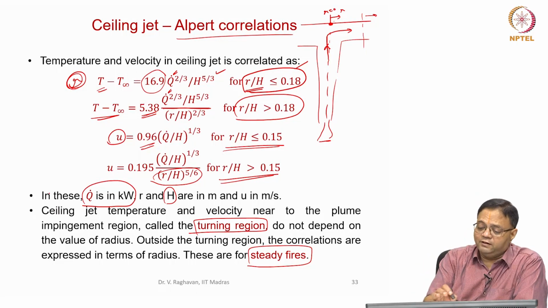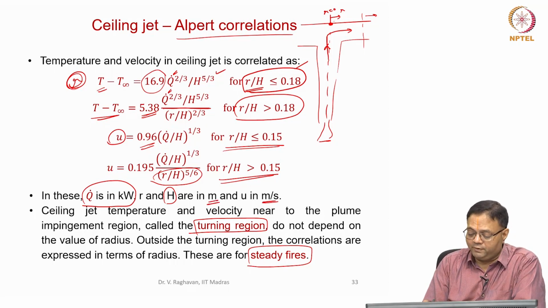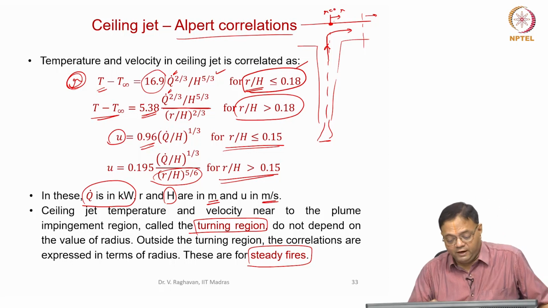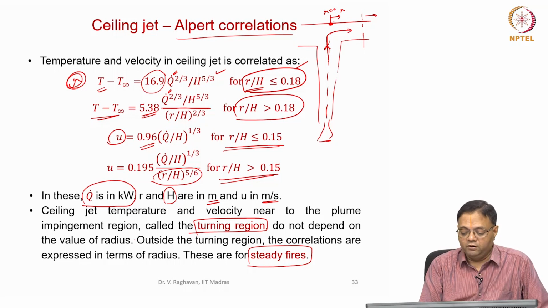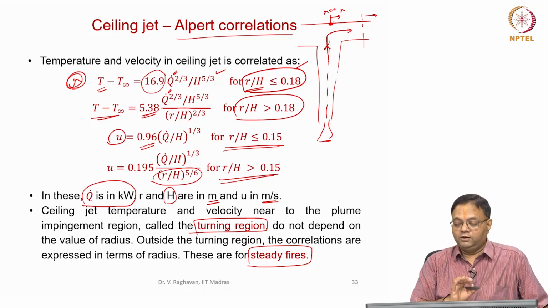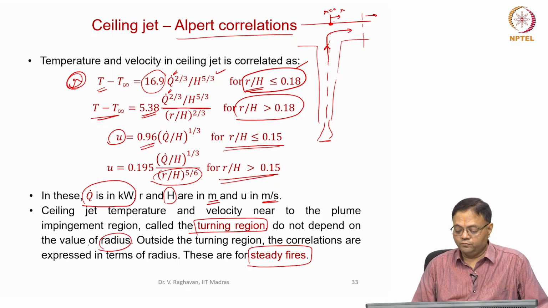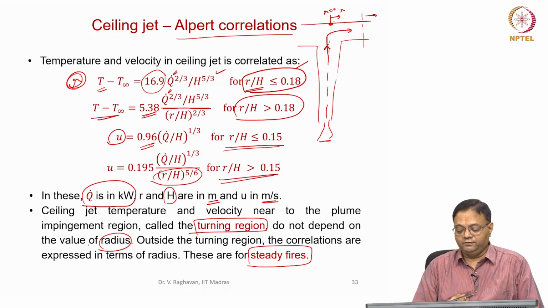In these correlations, r and H are in meters, u is in meters per second, and Q dot is in kilowatts. Now, the ceiling jet temperature and velocity near the plume impinging point, called the turning region, do not depend on the radius. Outside this, it depends on the radius. So we have to understand this.